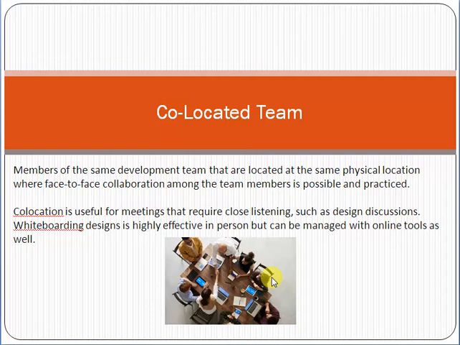Friend, today's topic is co-located team. First of all, we have to understand what is meant by team. Friend, a team is a group of people who are working together for the same objective and goals. That is called a team. As per the definition, a team is a group of people working for the same objective and the same goal.